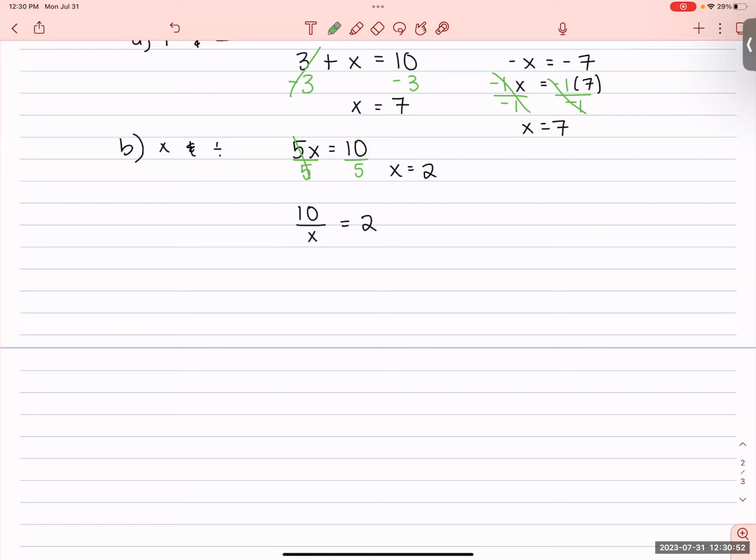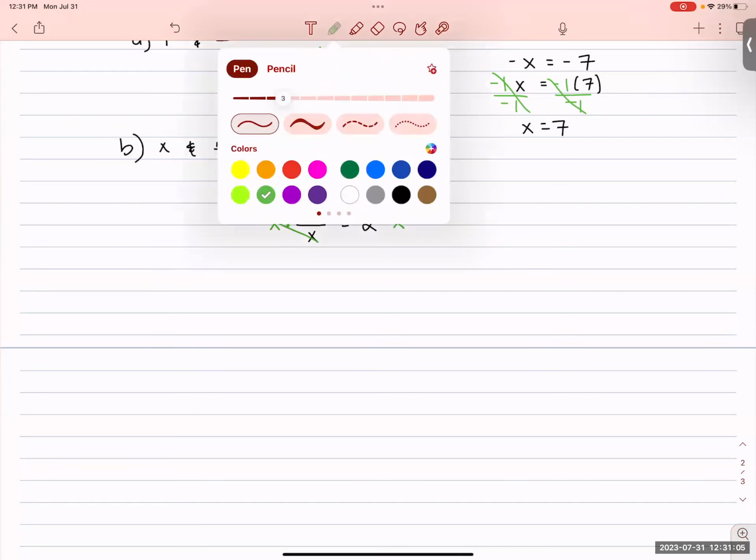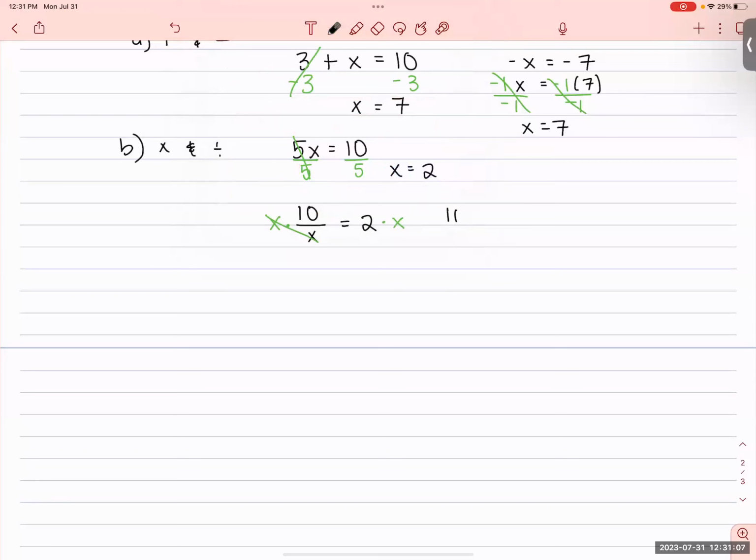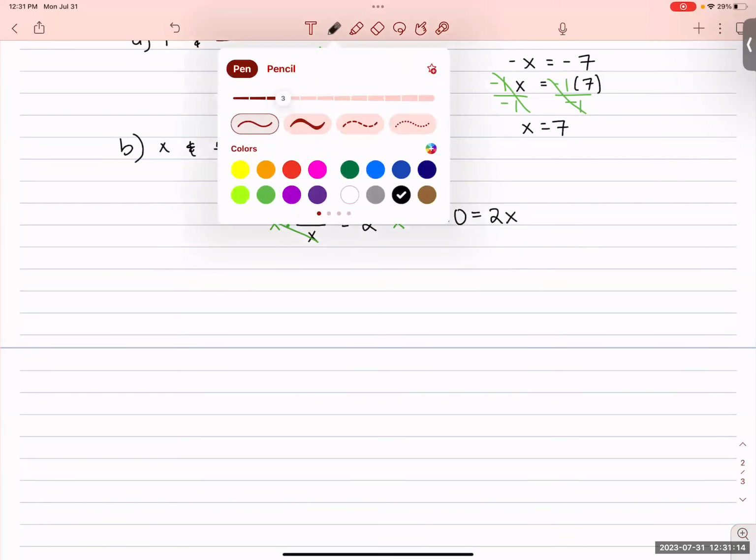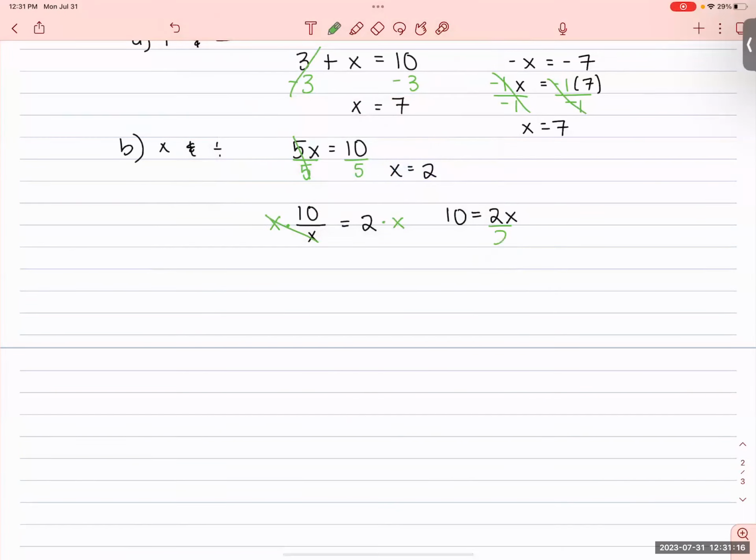Let's just multiply both sides by x, because that is going to cancel the x on this side, and it's going to bring the x to the right side, which is fine. It's just going to take us more steps maybe to solve algebraically. So now I have 10 is equal to 2x. And now I can do what I did before, which is divide both sides by the thing that x is with.